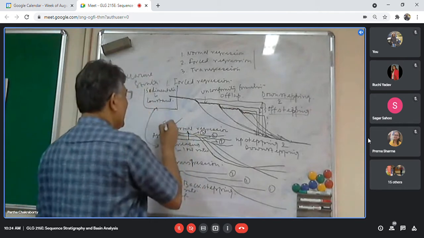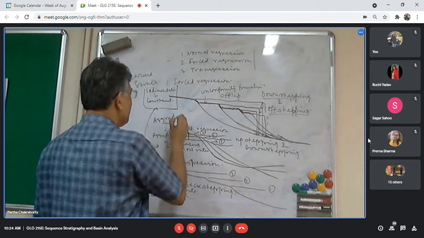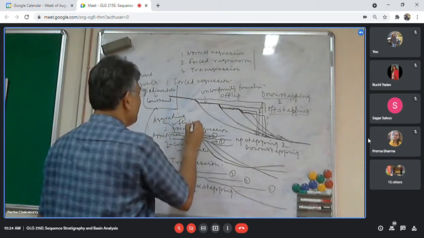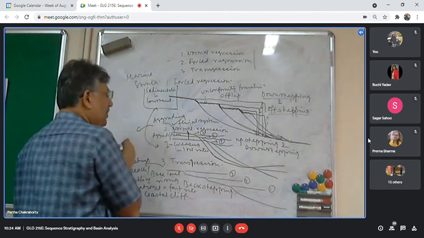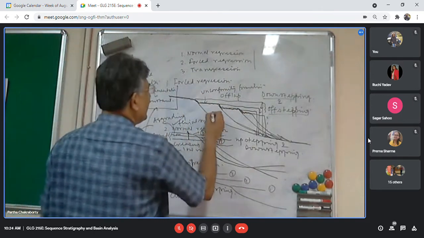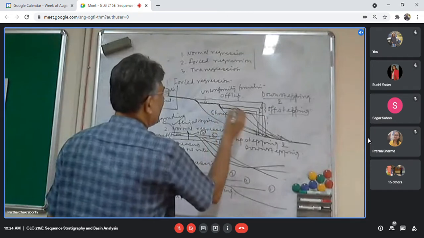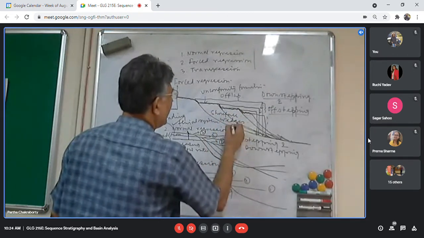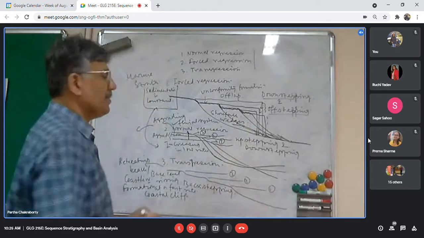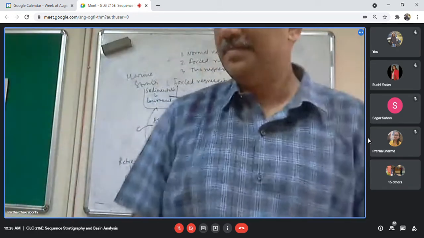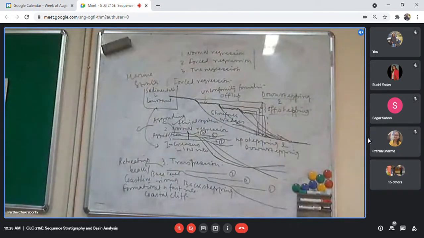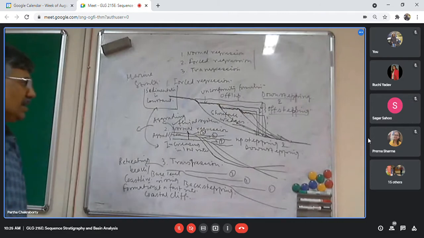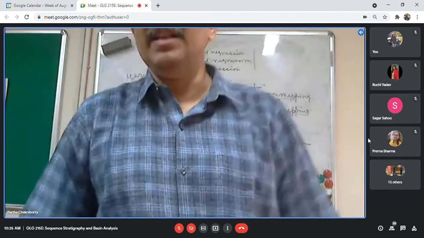What will I expect here? An aggrading fluvial system. What will I expect here? These are the shoreface wedges. So, is it clear? Is it clear, or any question in it?